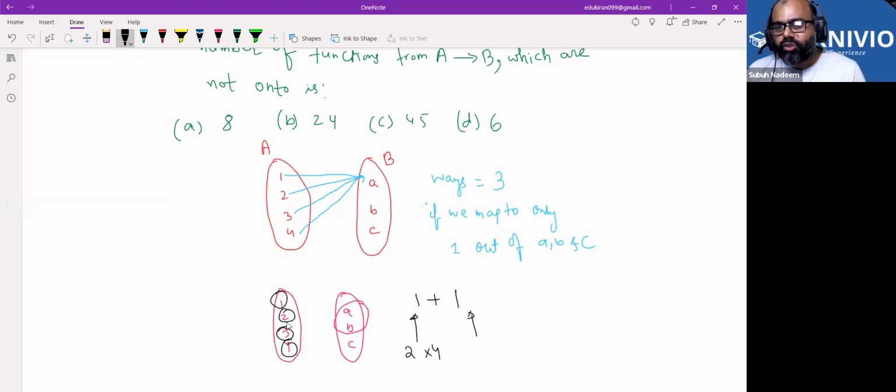If we see that 2 category, if we divide, so 1, 2 can be mapped to A or B. So we can make the group of 2, 2. Like 1, 2; 1, 3; 1, 4; 2, 3; 2, 4; and 3, 4. So 6 such groups can be made. Now, out of these 6 groups, we map to A or B. So 2 options are there. So if we map 1, 2 to A, then 3, 4 will be mapped to B, or 3, 4 to A, and 1, 2 will be mapped to B.